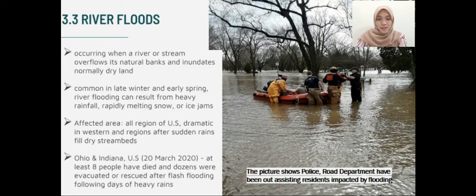These natural hazards affect all areas in the region of the United States. For instance, on 20 March last year, there was a river flood in Ohio and Indiana, in which at least 8 people died and dozens were rescued after days of flash flooding and heavy rain. The picture on the right side shows the police and the road department assisting the residents impacted by the flash flooding.